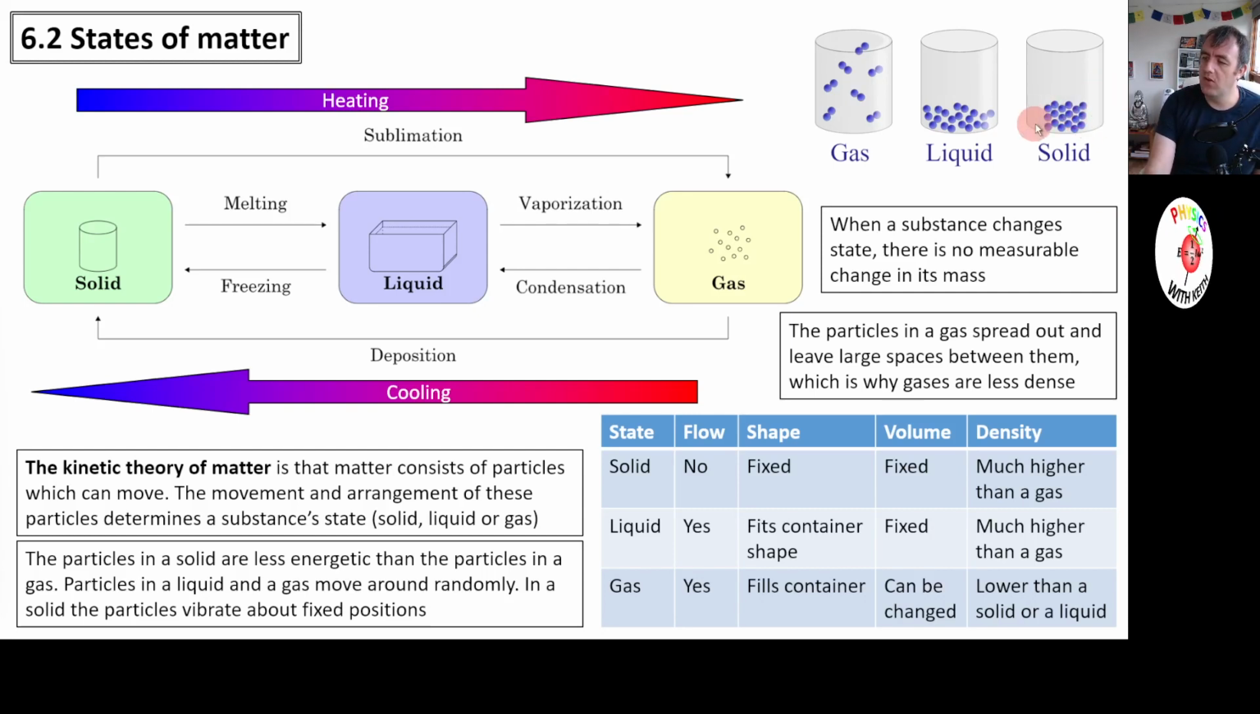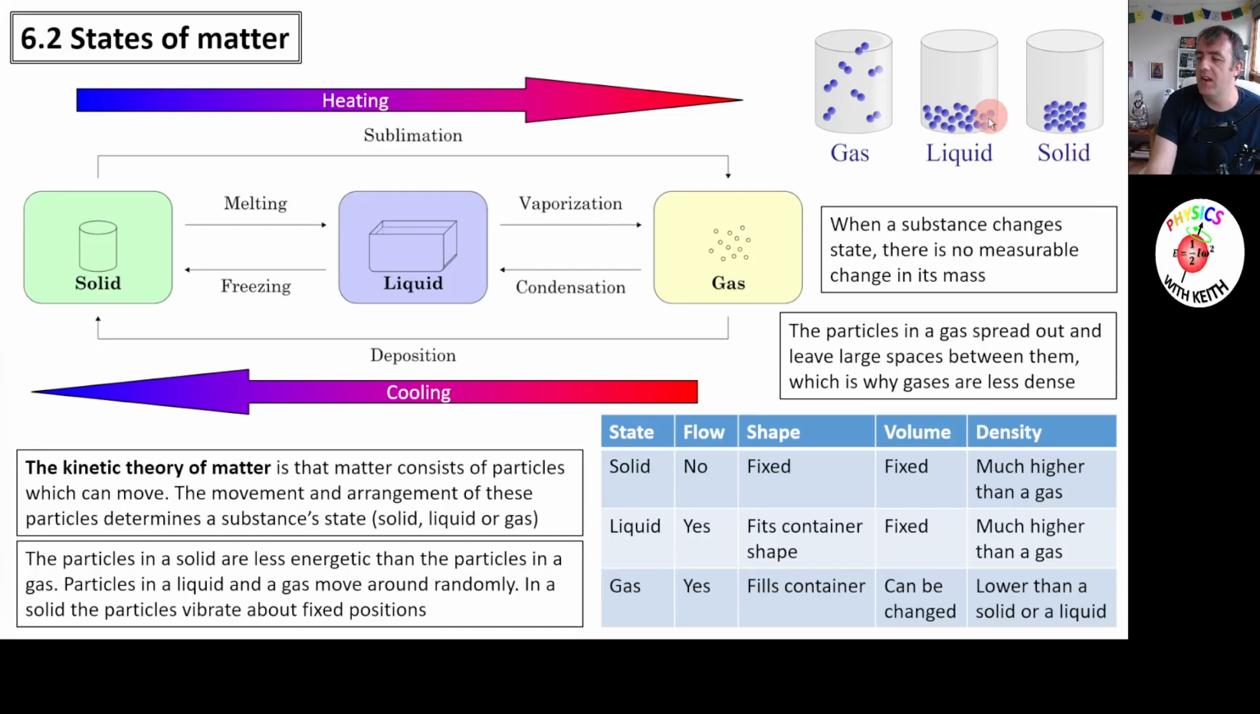Usually people draw them in a solid where they're touching. Well, that's not quite true either. They vibrate and oscillate around fixed positions. That is true. Whether those fixed positions are a regular lattice or an irregular arrangement, they still have the particles oscillating, vibrating around fixed positions. And they can't do that if they're touching each other. So they don't touch each other.